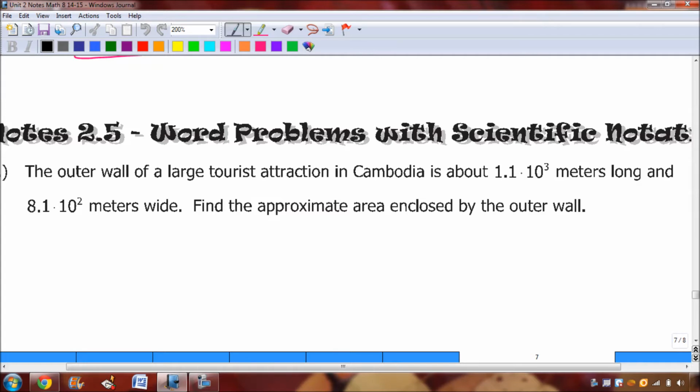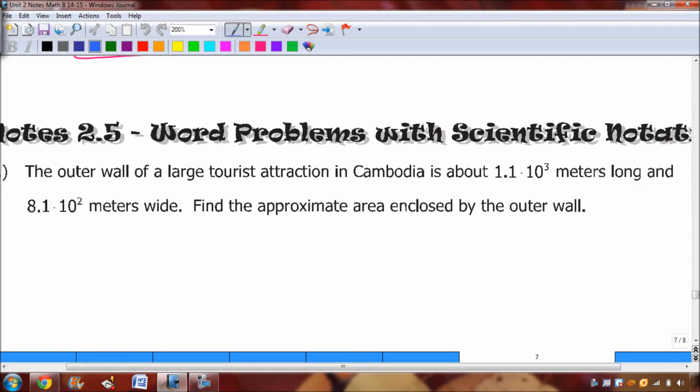So we are on the bottom of page 7. The notes start on page 7 on the bottom where it says notes 2.5. Word problems with scientific notation. Every time you have word problems, the first thing I want you to do is always underline key information. So, number 1, I'm going to read it out loud and I'm going to have you underline key information as we go through here.